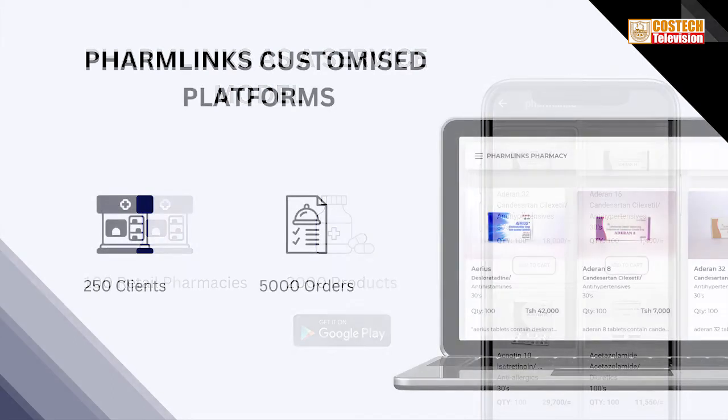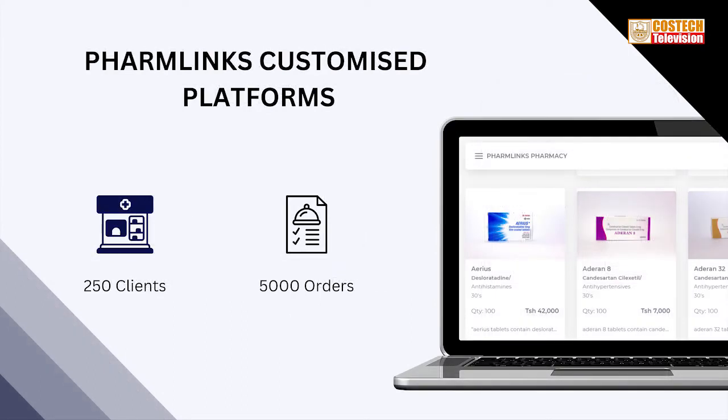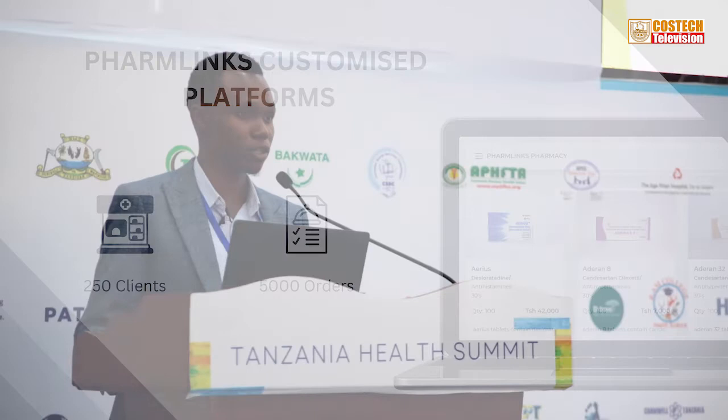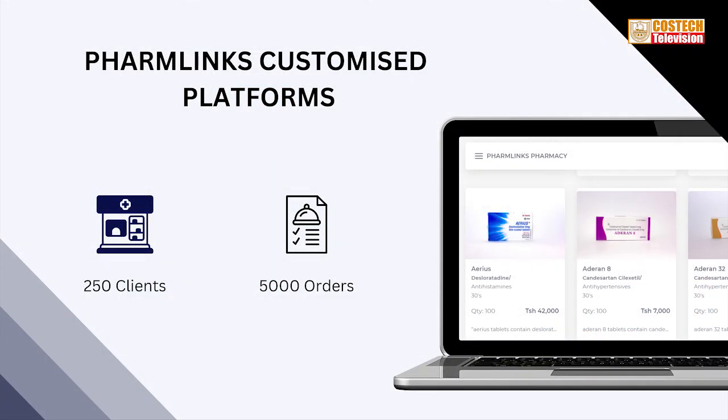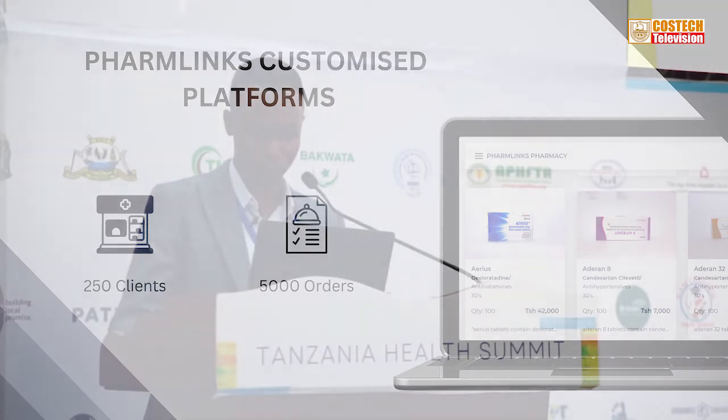Also, we have the Pharmlinks customized platforms. This happened when we were moving around recruiting the wholesale pharmacy owners, because some of them were already having challenges in keeping inventories of their products. So they gave comments and opinions that we make customized platforms for their businesses. And this is one of those platforms, in which he is having 250 clients who are making orders through the platform, and up to now, in September, he has already made more than 5,000 orders via the platform.